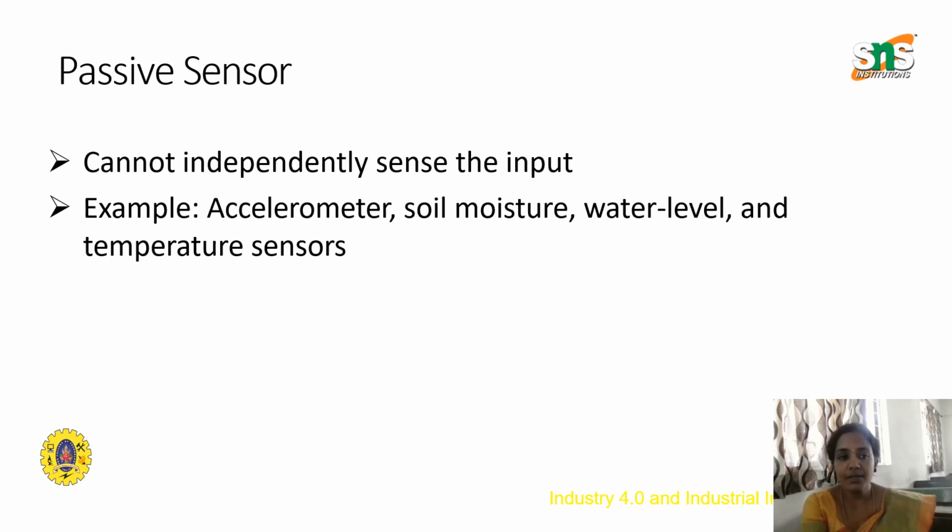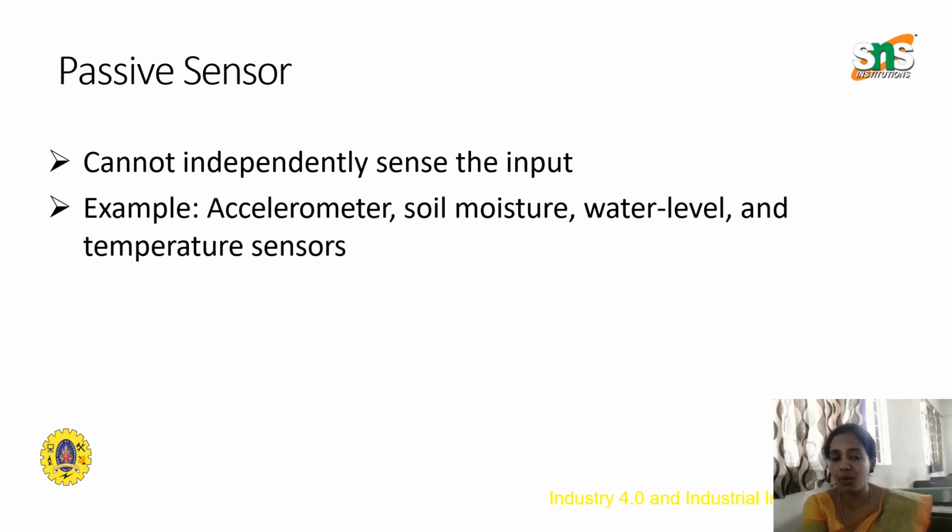The first type is the passive sensor. It cannot independently sense the input. That's why we say it is a passive sensor. The main example is the accelerometer, which we find in the two-wheeler to know the speed. Soil moisture sensors are usually used in foreign countries to know the moisture of the soil in agricultural lands.